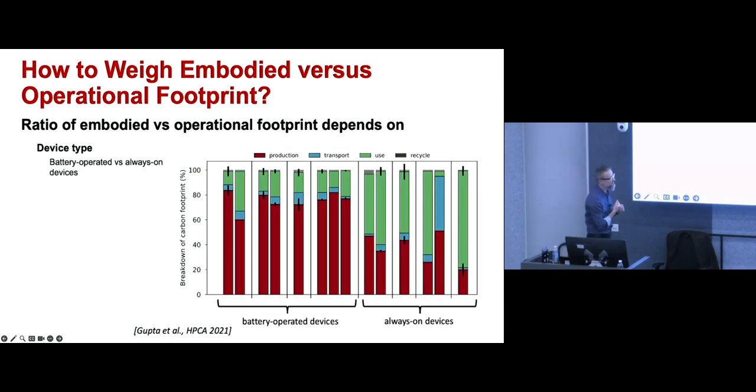It's very insightful. Based on LCAs from different types of devices, they report the contribution of the embodied footprint versus the operational footprint. The embodied footprint here is attributed to production, and the operational footprint is attributed to use. So battery-operated devices like smartwatches, smartphones, tablets, even laptops are mostly dominated by the embodied footprint, whereas always-on devices like high-end desktop computers and gaming consoles are more dominated by the operational footprint, which makes intuitive sense.